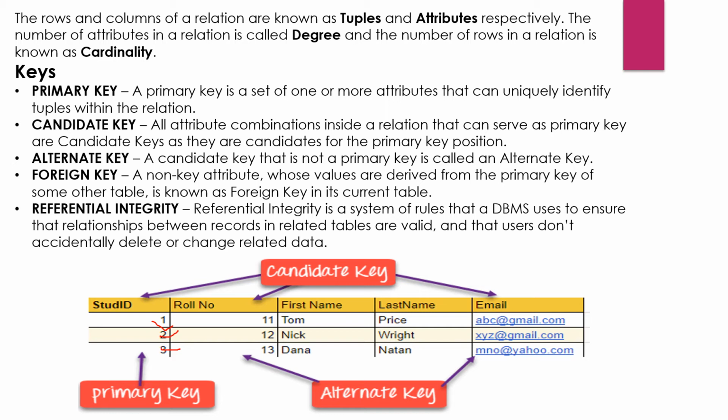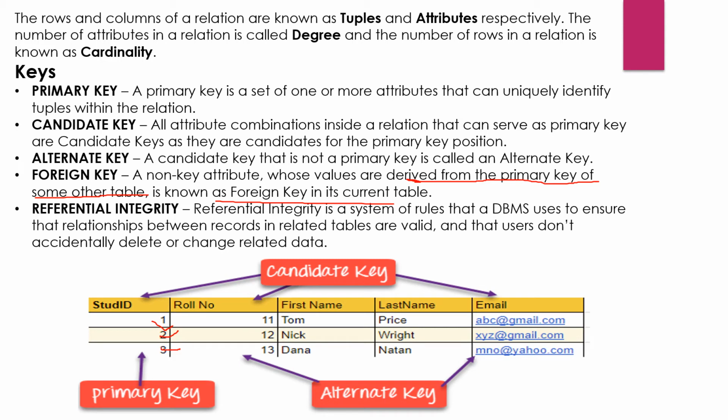Okay, a non-key attribute whose values are derived from the primary key of some other table is known as a foreign key. What is a foreign key? If the data is derived from this table to another table. Suppose this table is the student information and another table is for the student marks. But in both tables, student ID is common. In that case, in the second table, student ID is a foreign key.